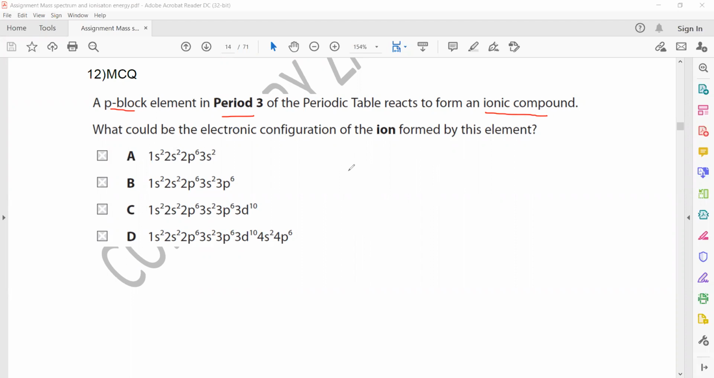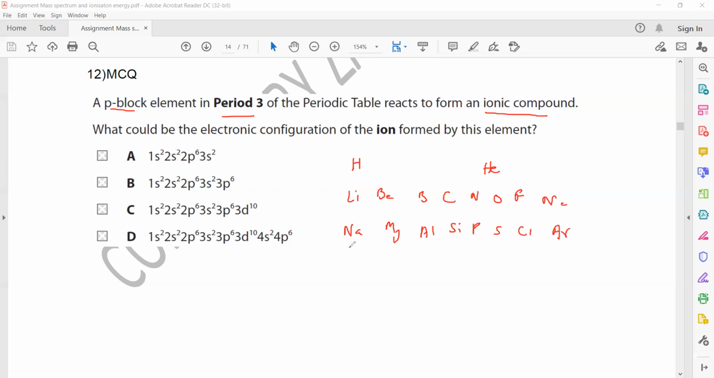the period 3 element. Because in the first period we have hydrogen and helium, in the second period we have lithium, beryllium, boron, carbon, nitrogen, oxygen, fluorine and neon. And in the third period we have sodium, magnesium, aluminium, silicon, phosphorus, sulfur, chlorine, and then argon.